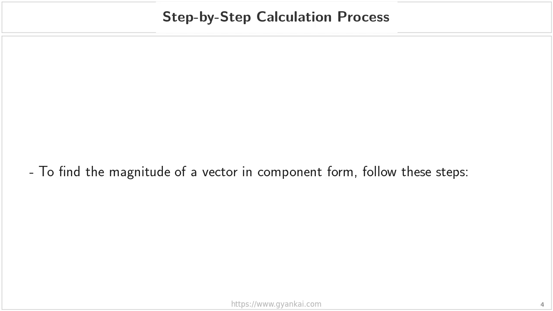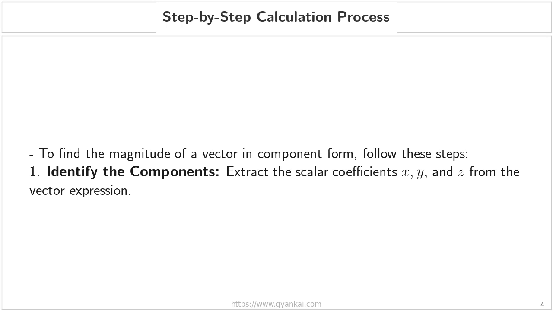Step-by-step calculation process. Now that we have seen the mathematical formula for the magnitude of a vector, let's break down exactly how to apply it. If you're feeling a bit overwhelmed by the square root symbol, don't worry. Finding the magnitude is actually a very structured 4-step process. First, you need to identify the components. Look at your vector expression and pull out the individual scalar coefficients.